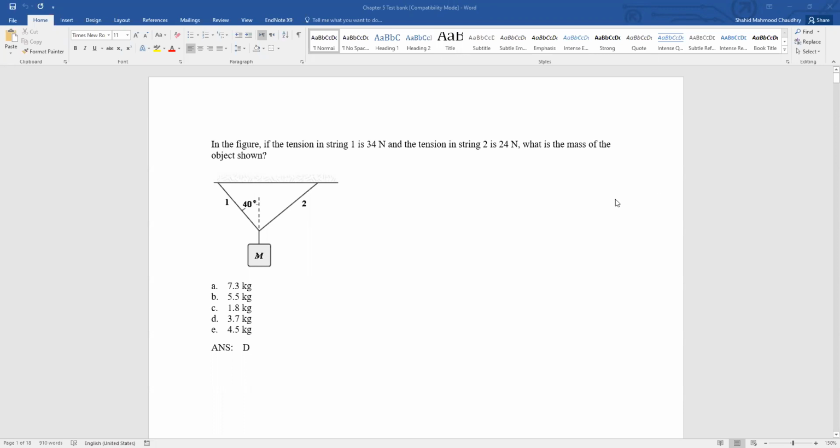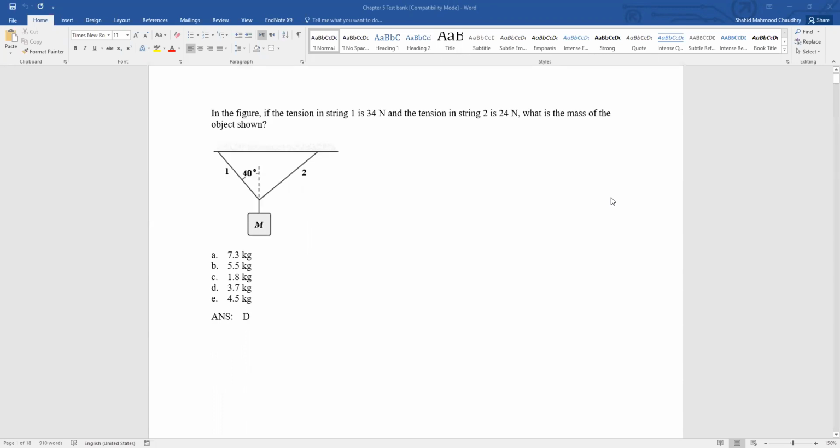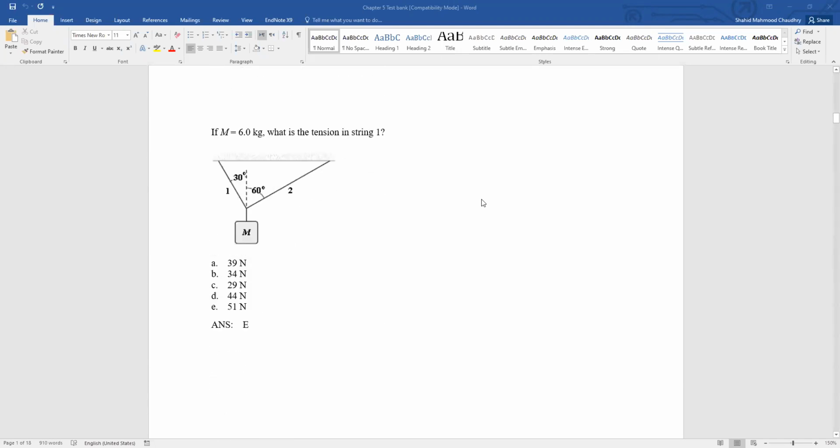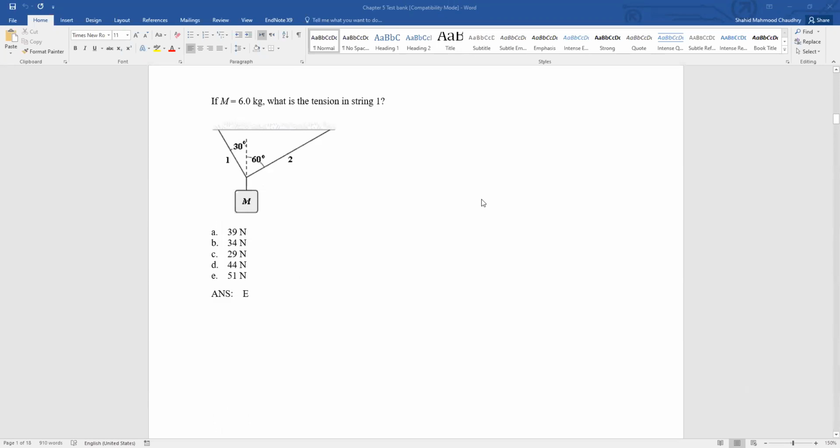So we were studying chapter number 5, and in chapter number 5, we are solving the problems of this chapter. Last time I solved this problem and also this problem. Now see this problem maybe.